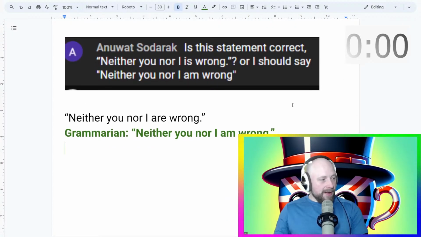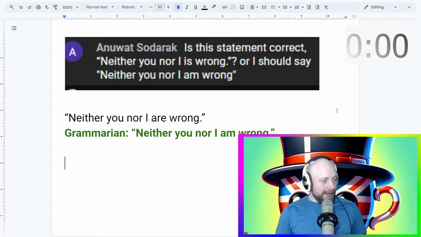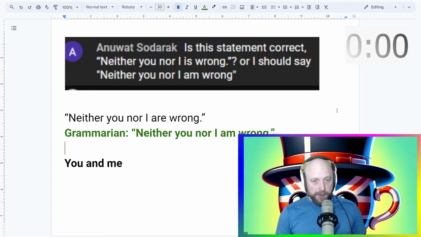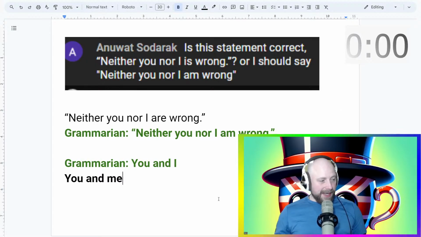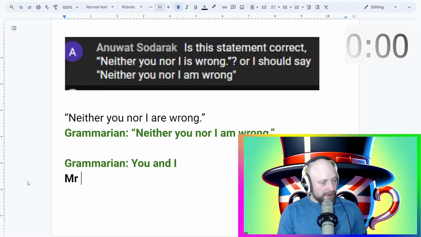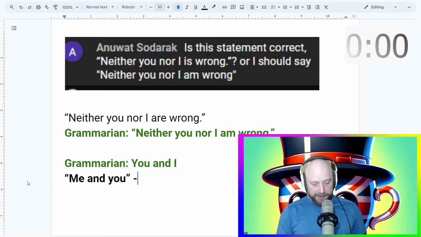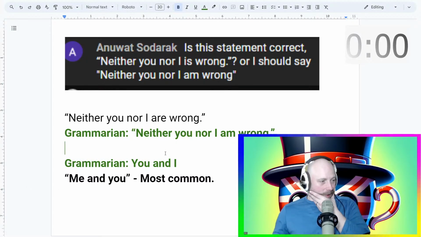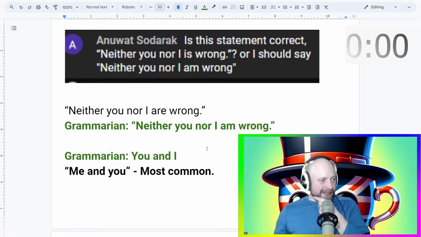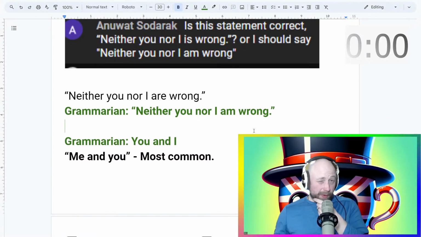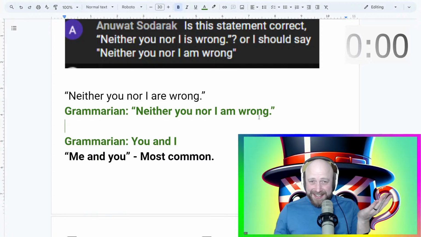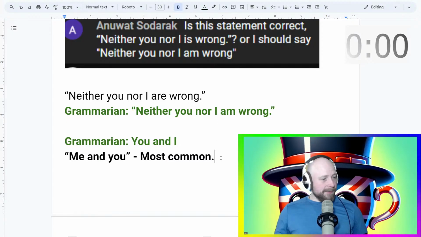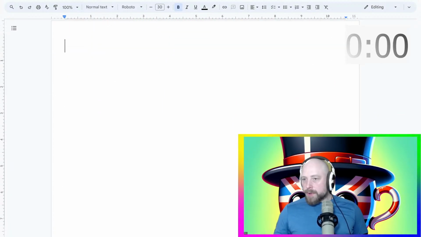Okay. However, bear in mind that the most common way of saying you and me is you and me, not you and I, which is the grammarian correct thing to say here, rather than me and you. But me and you is the most common way. So just bear that in mind, that although there might be a grammar answer here, it's not necessarily worth worrying about too much because it's such an uncommon way of saying things that no one is likely to think that it's a mistake to say it another way, basically. All right, moving on.